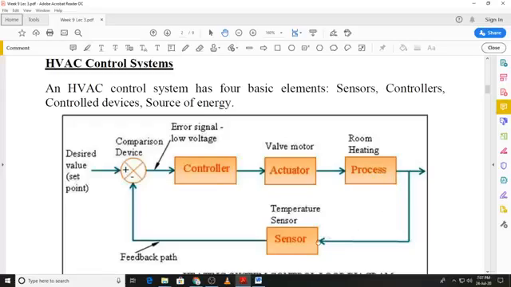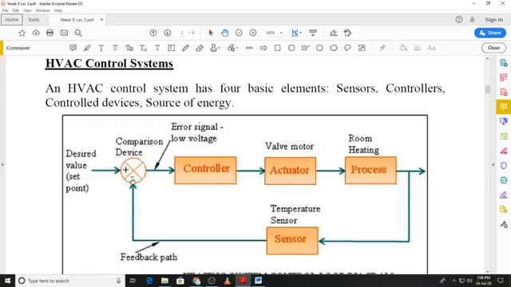So what will happen there, the sensor will sense the temperature in the room, and it will send a signal to a comparison device. The comparison device will compare the desired set point value with the value that the sensor has provided. Depending on the difference between the two values, an error signal will be generated, which will be sent to the controller, and then the controller, based on the error signal, will cause an actuator to move.